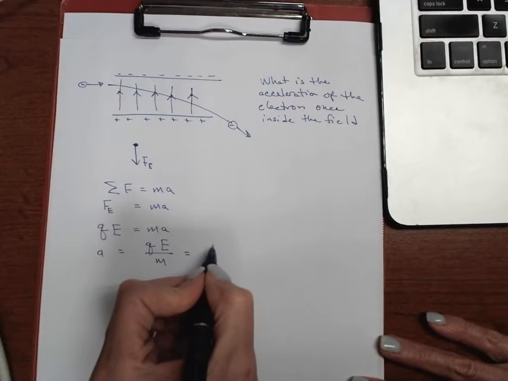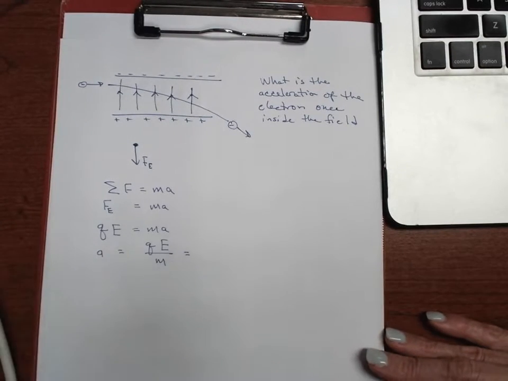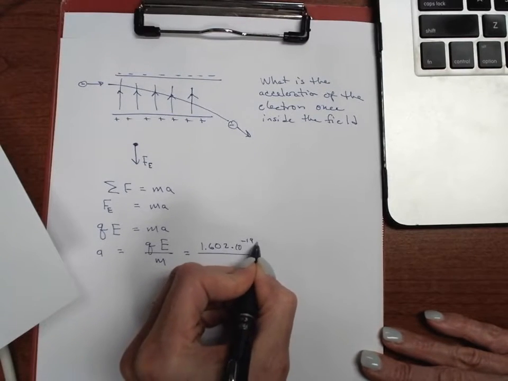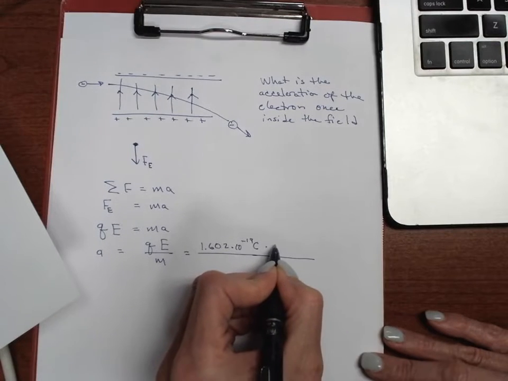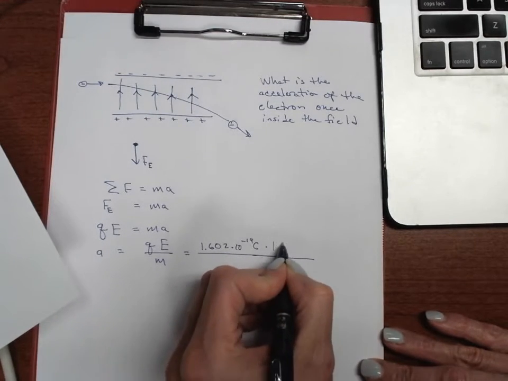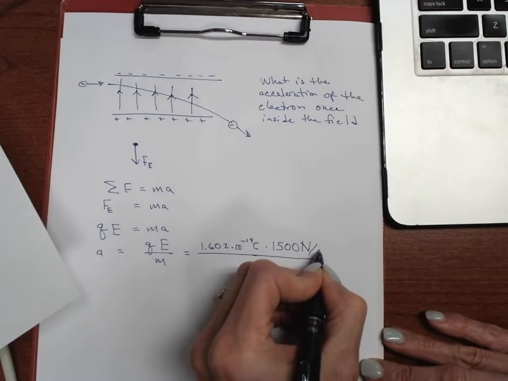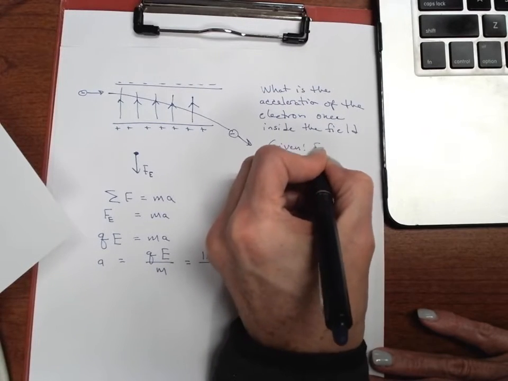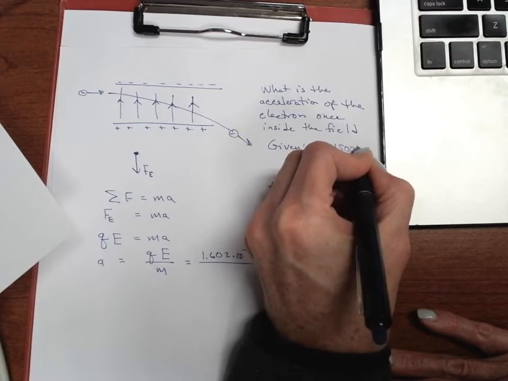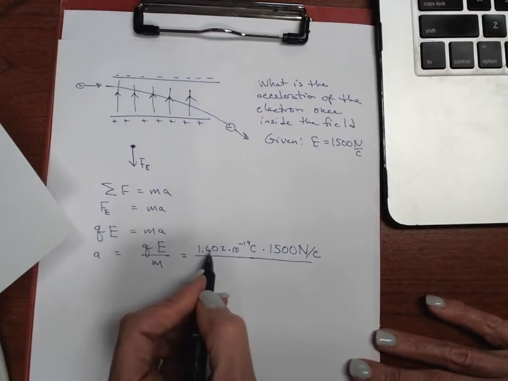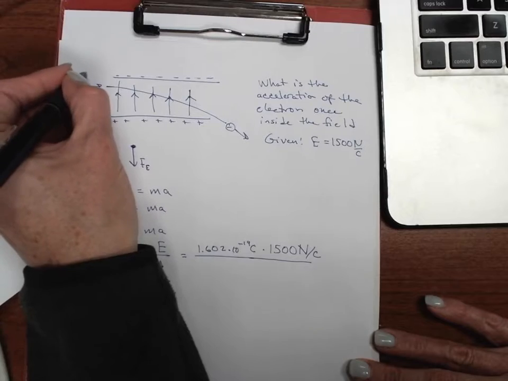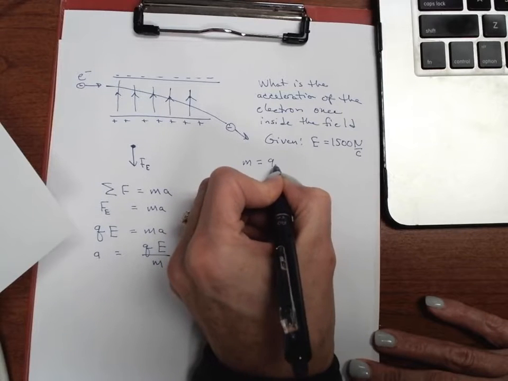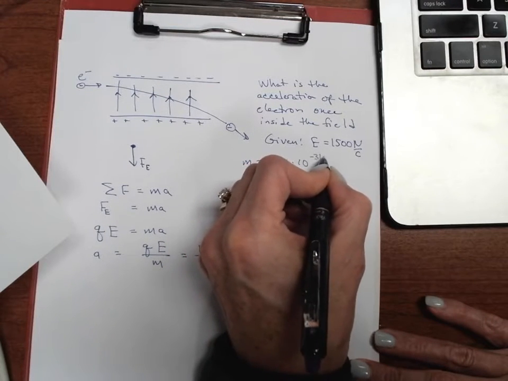So plugging in my numbers, the charge on my electron is equal to 1.602 times 10 to the minus 19 coulombs times my electric field strength, and my electric field strength is 1500 newtons per coulomb. And that would have been one of my givens. So given E is equal to 1500 newtons per coulomb. And then you're expected to know the charge on an electron. And my mass of an electron, you probably don't need to know that. So the mass of an electron is 9.11 times 10 to the minus 31 kilograms.